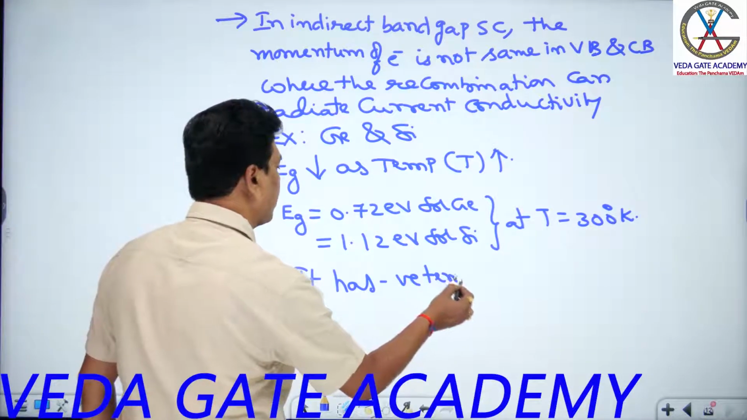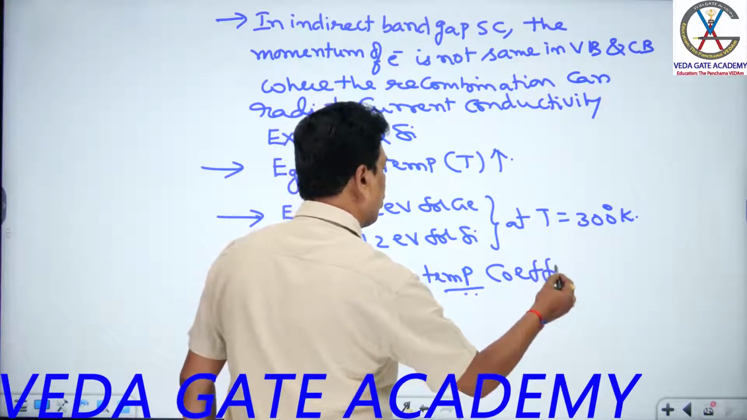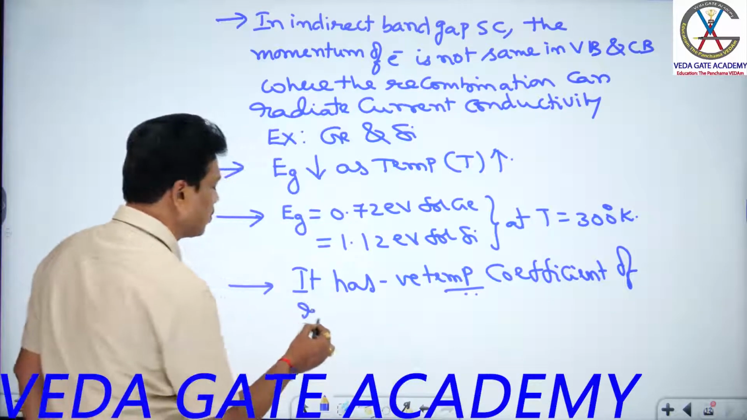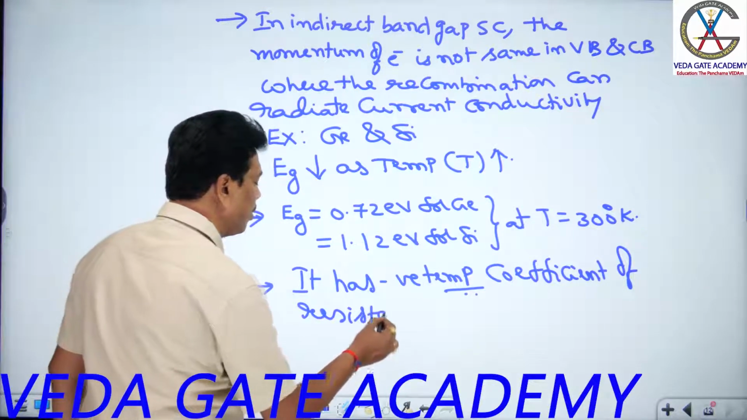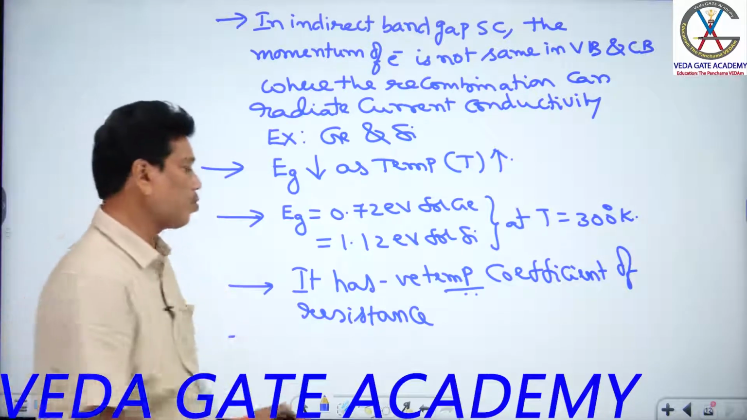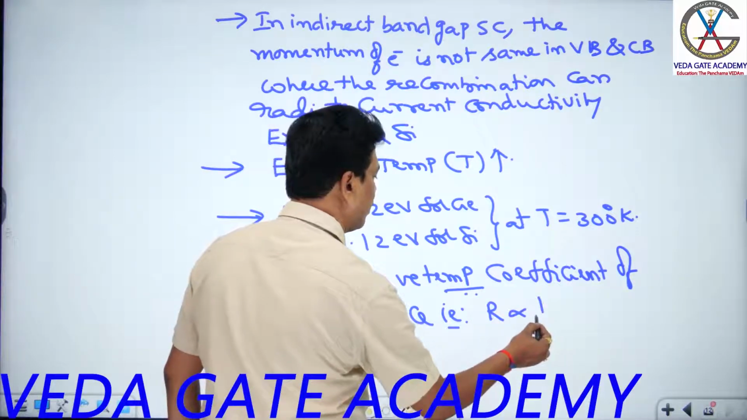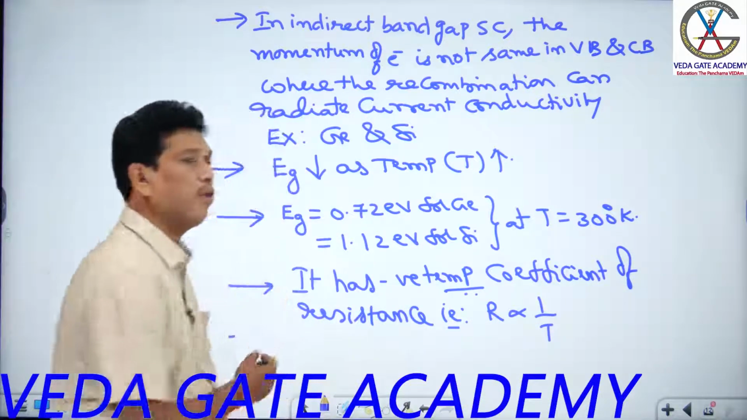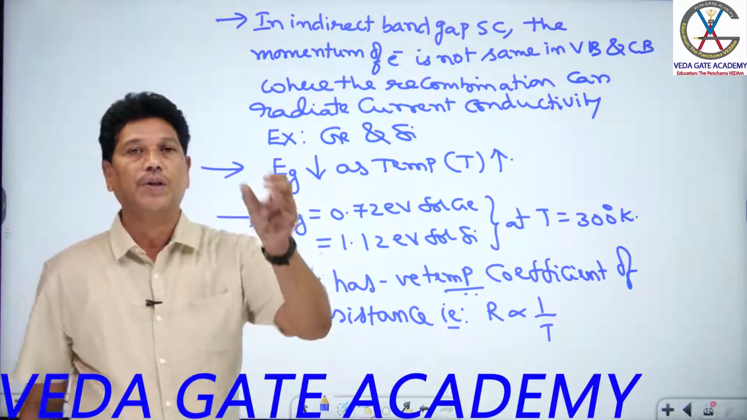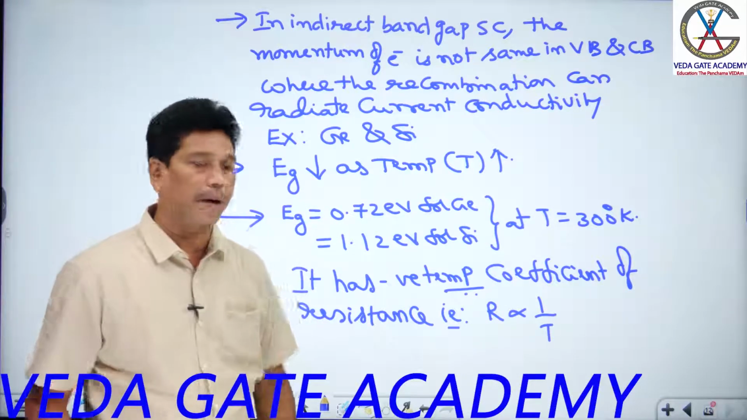So a semiconductor has a negative temperature coefficient of resistance, students. That is what I told you, R is proportional to 1 by T. But practically you remember that in a semiconductor, the resistance decreases exponentially with the temperature, right?